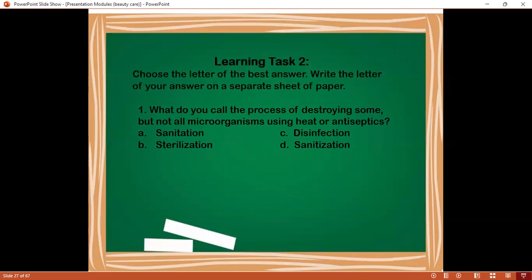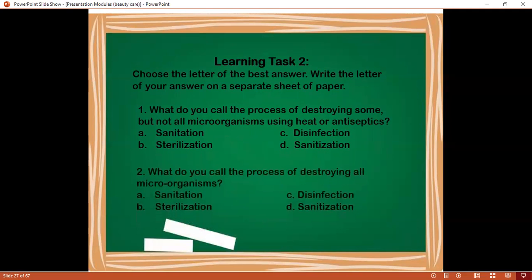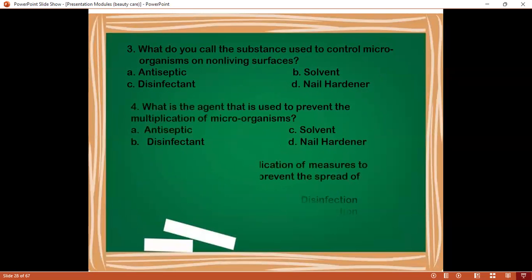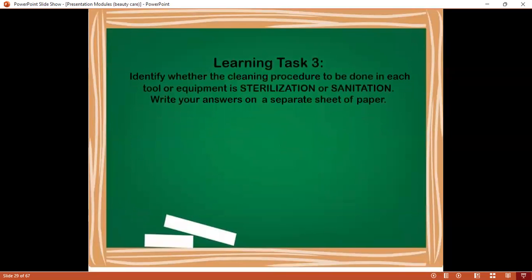This is learning task 2. You have to choose the letter of the best answer. Write the letter of your answer on a separate sheet of paper. Learning task 3. Identify whether the cleaning procedure to be done in each tool or equipment is sterilization or sanitation. Write your answers on a separate sheet of paper.